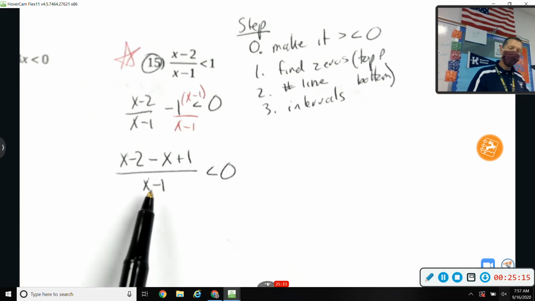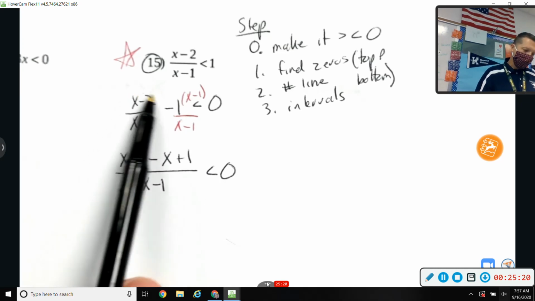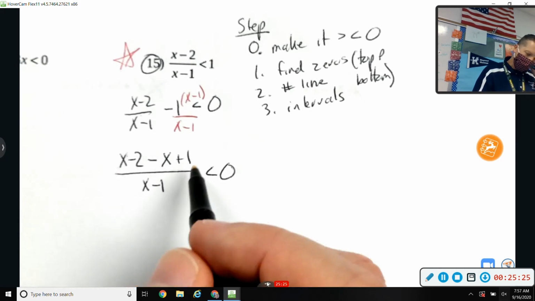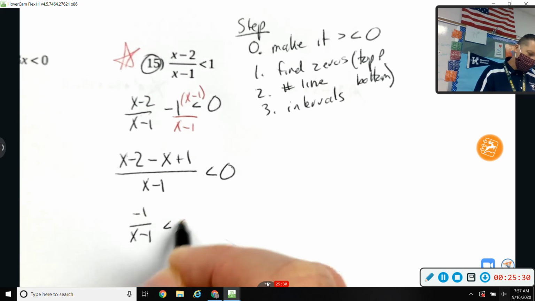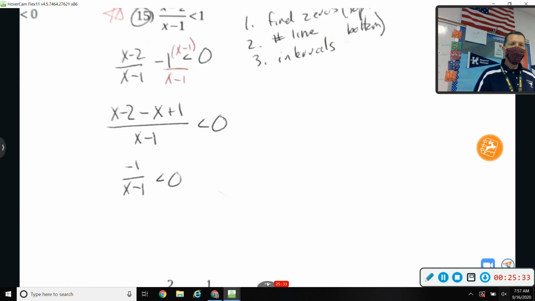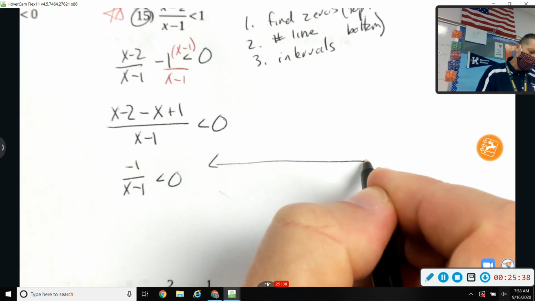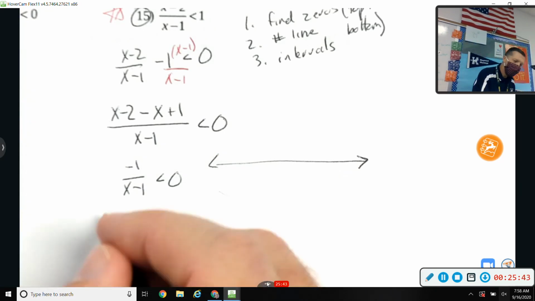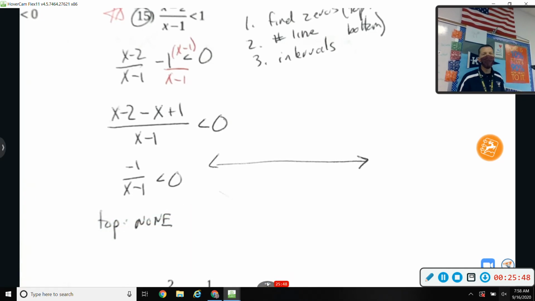This is old school fraction rules here. So you add the top, keep the bottom. Clean up the top. Oh, the x's go away. And we just have negative 1 over x minus 1. So this had a lot of work early, but this is not a hard problem now, because there are no zeros at the top. So I don't have to worry about it. There's nothing that will make the top 0. It's just negative 1. There's no values of x that'll work there.